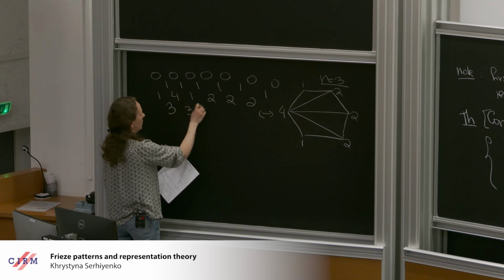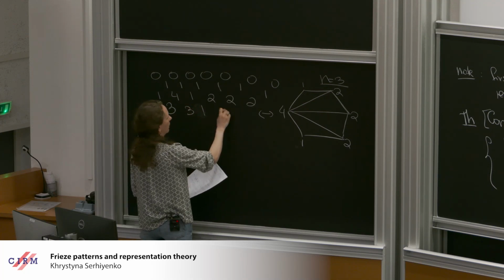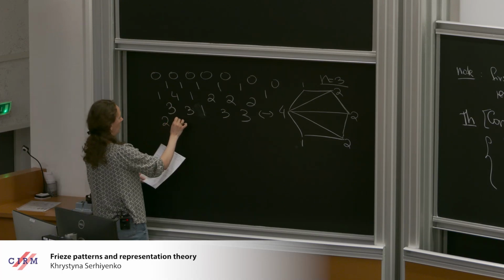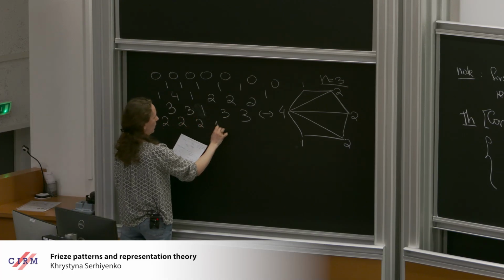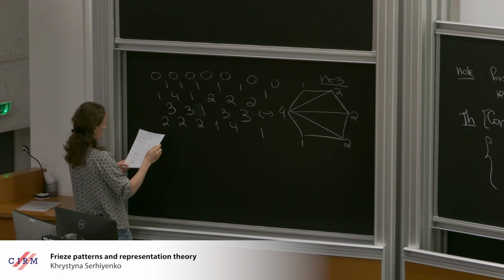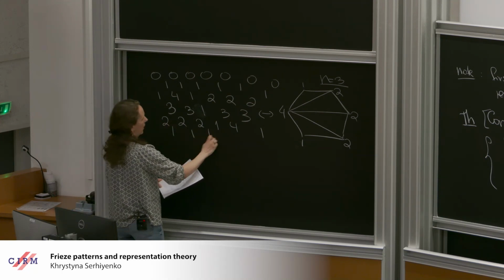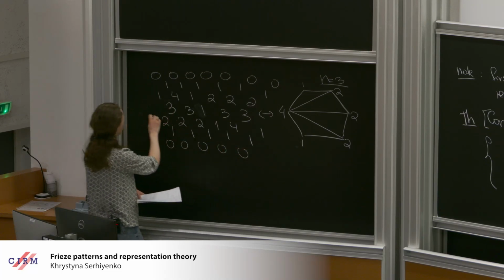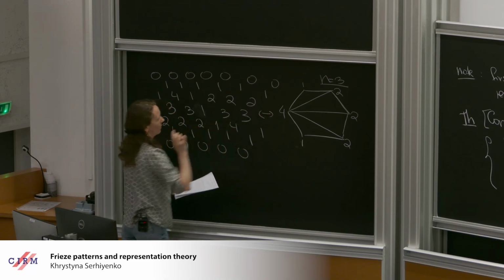Okay, 3, 1, 3, 3. And then you keep going, and 2, 2, 2, 1, 4, 1. Hopefully. Okay, and then I finish with the rows of ones and the rows of zeros. All right.